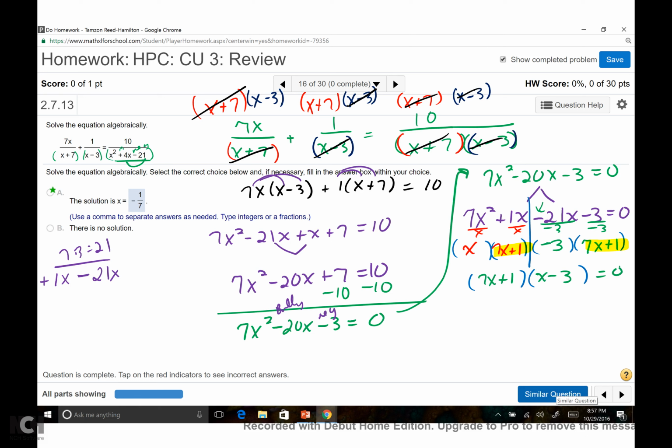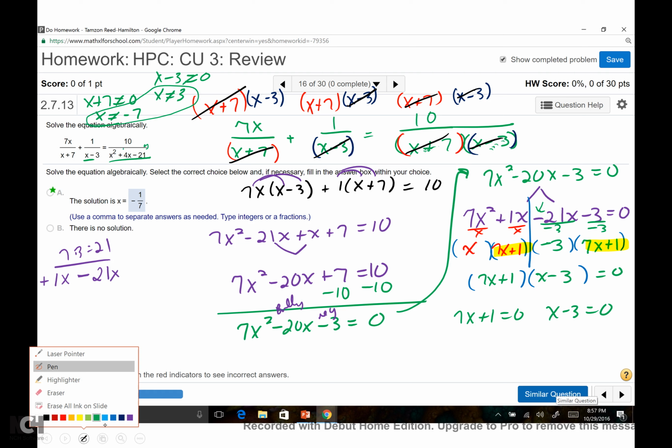Alright, and solve 7x plus 1 equals 0, x minus 3 equals 0. And I'm sorry, I should back up and go get my restrictions. This says that x plus 7 can never equal 0, so x can never be -7. This says x minus 3 can never be 0, so x can never be 3. And this says, since in factored form, that x can't be -7 or 3. So we've already got those restrictions. So as long as I don't get -7 or 3 for answers, my answers are going to be good.